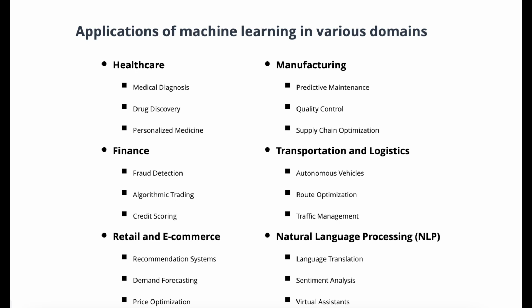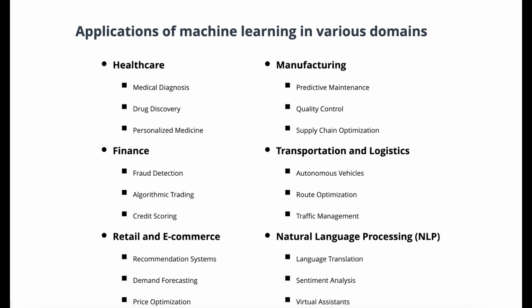Machine learning has a wide range of applications across various domains, revolutionizing industries and driving innovation. Here are some of the notable examples of machine learning applications in different domains. We'll start with healthcare. Medical diagnosis. Machine learning models can analyze medical images such as X-rays, MRIs, and CT scans to assist in diagnosing diseases like cancer, pneumonia, and diabetic retinopathy.